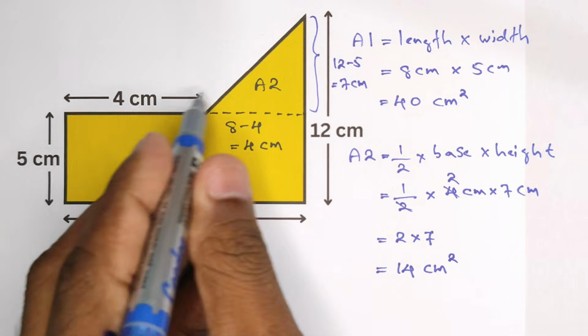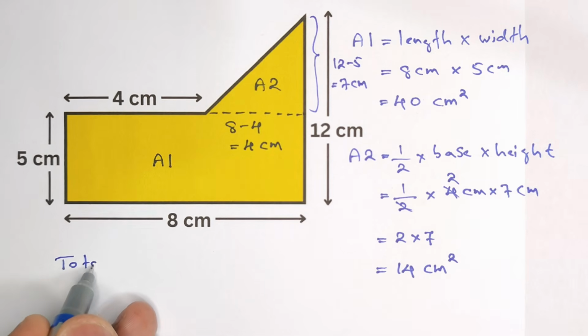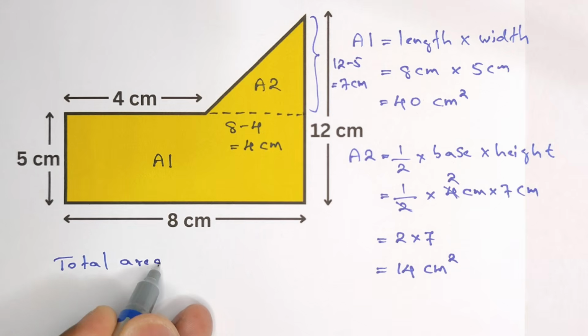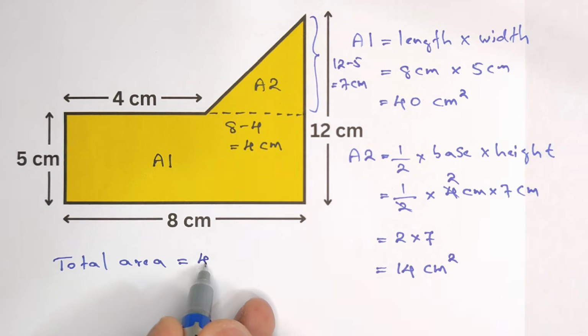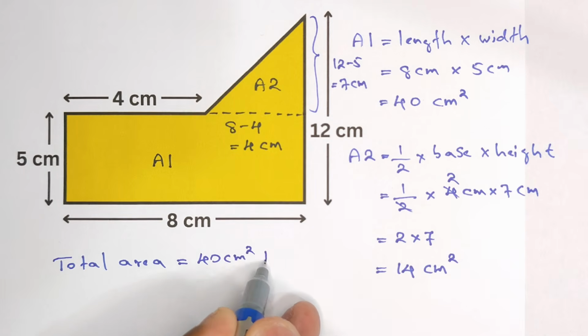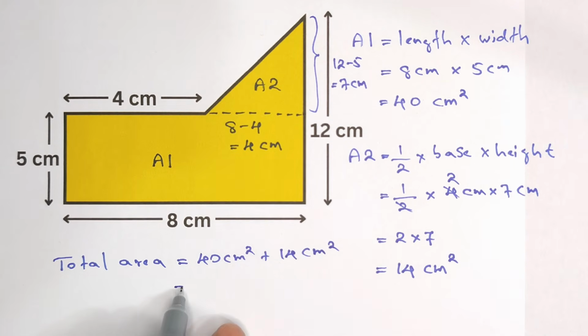Now that we know A1 and A2, we can find the total area of the figure. Total area equals 40 plus 14, which equals 54. And there you have it. The area of the figure is 54 square centimeters.